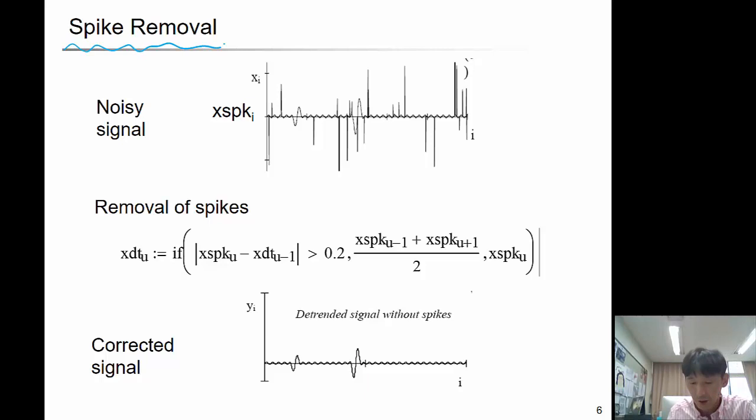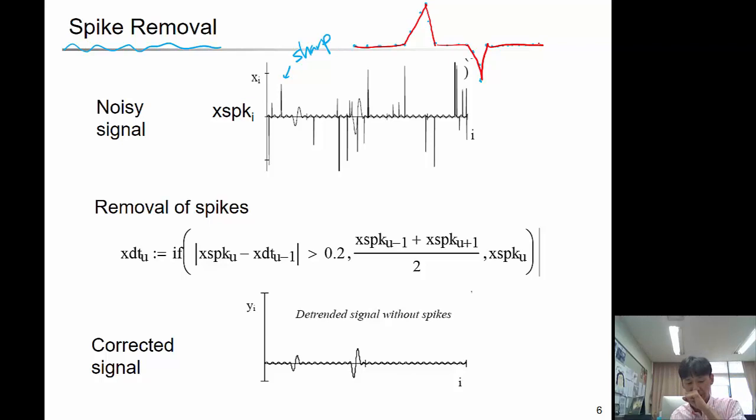And if you have a spike, how do you remove the spikes? Generally the spikes are very sharp and very high frequency. That means the signal is like this, and suddenly it just goes up, and then goes down. If you zoom in on the signal and look at the point, the spike will be shaped like this. So how do we remove it?